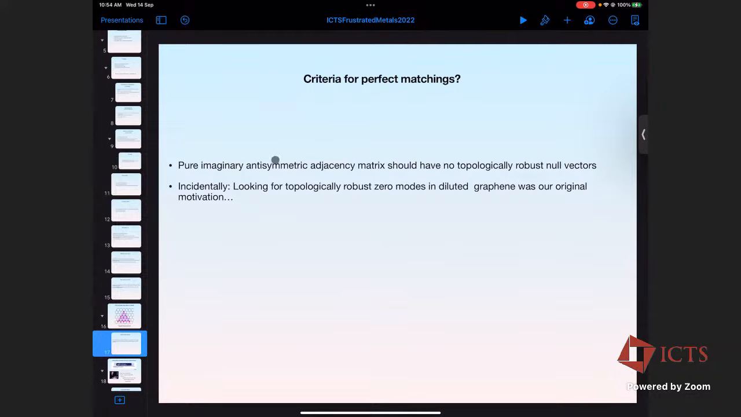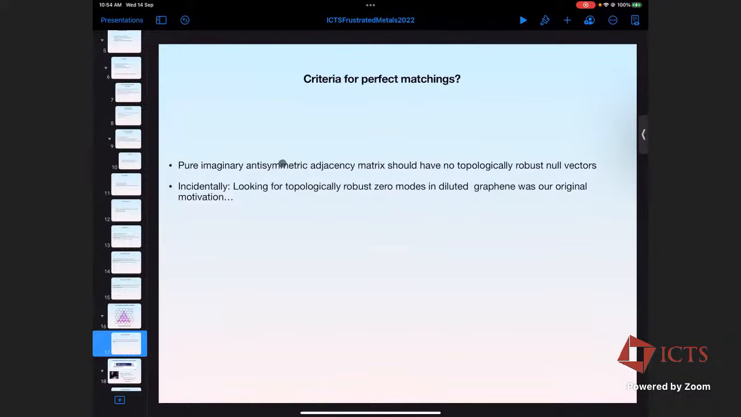That's a reasonable definition. So if there are no topologically protected null vectors, then there is a perfect matching. Otherwise, there isn't. It's an if and only if. And this is actually the origin of our interest in this problem. We were looking for topologically protected zero modes in the diluted graphene tight binding. So that's how we came at it from the other side.